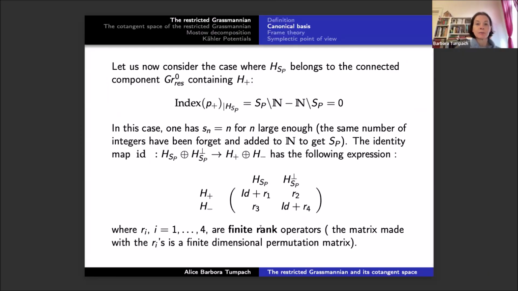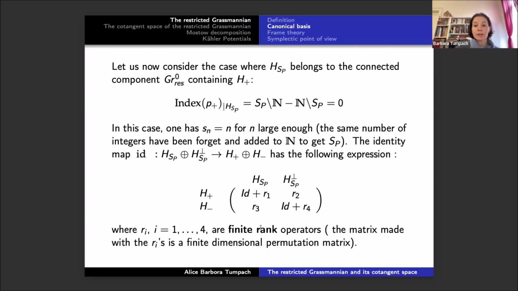Now, in the case where HSP belongs to the connected component of the restricted Grassmannian containing H plus, we have that the index of the orthogonal projection onto H plus is 0. And so for n large enough, S sub n will be equal to n. So there is the same number of integers that we have forgotten and added to n to get SP.